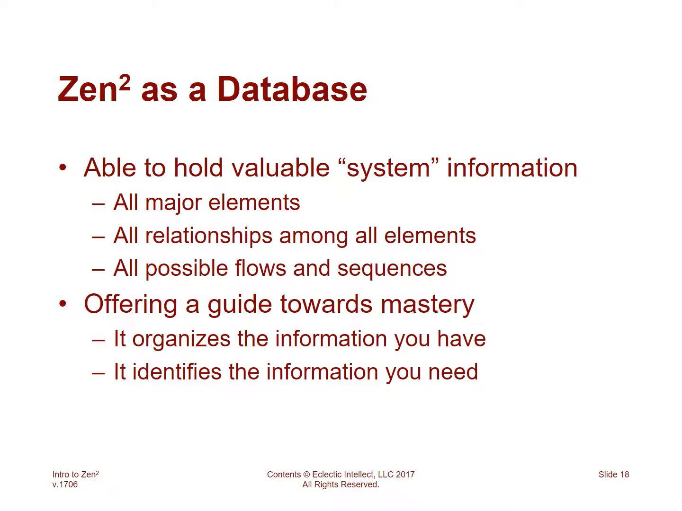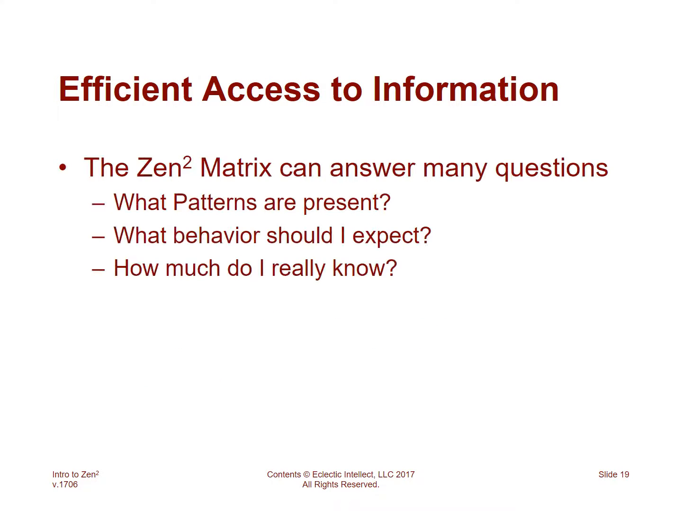It can offer you a guide towards mastery. It organizes the information you have at the moment, and unlike a mind map, it shows you where the information you don't have is and lets you prioritize how you want to go acquire that data. So you have efficient access to information. There are lots of answers you can get from a matrix once it's been filled in. You can say what patterns are present. Like any other field, patterns are used to simplify analysis and to help you jump to useful conclusions more rapidly. They're very easy to see in a Zen-squared matrix.